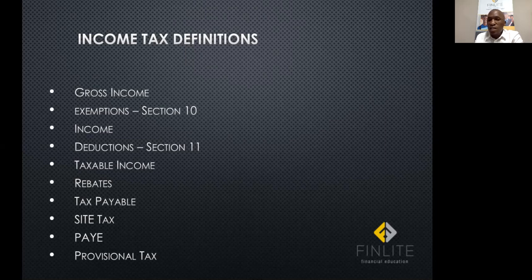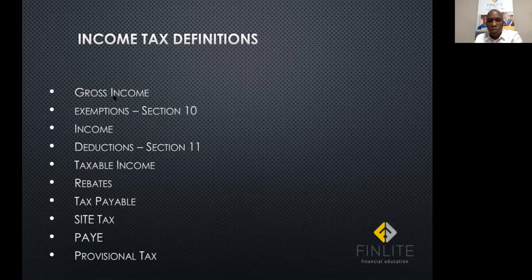And then we look at income. Income would look at the tax before or after exemptions. And then deductions would be your different kinds of deductions. Medical aid contributions, for instance, are deductions. Retirement annuity contributions are deductions as well. So those are the deductible expenses. Then they would lead to taxable income.